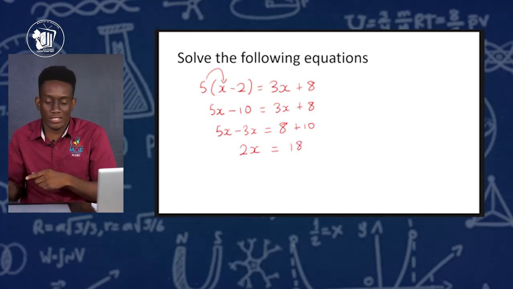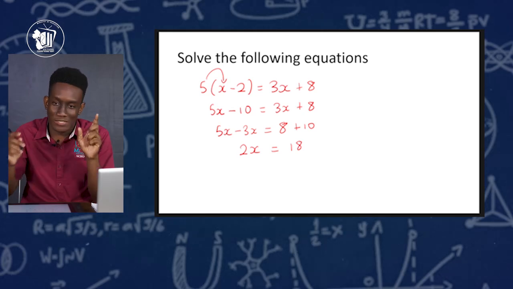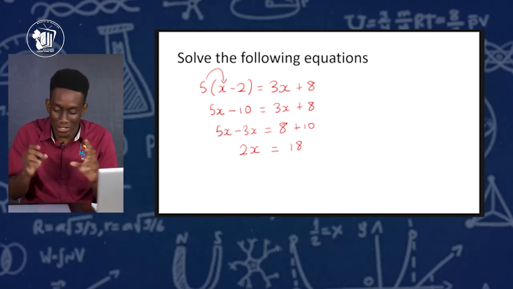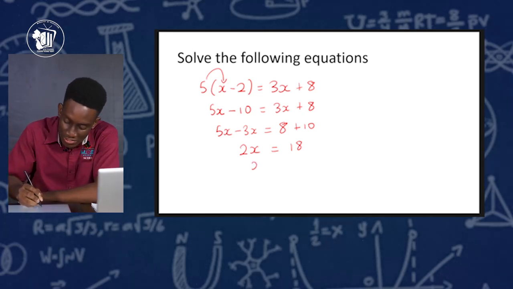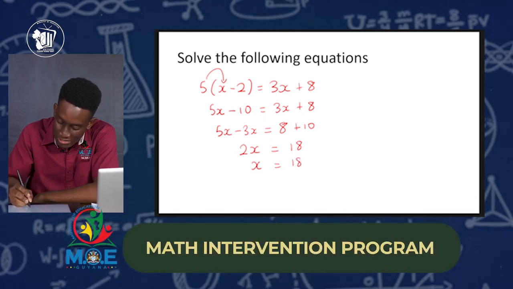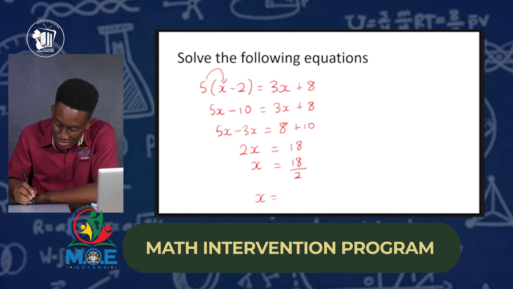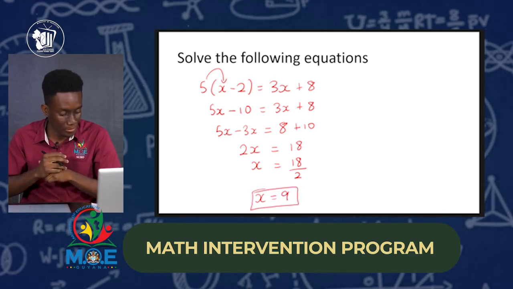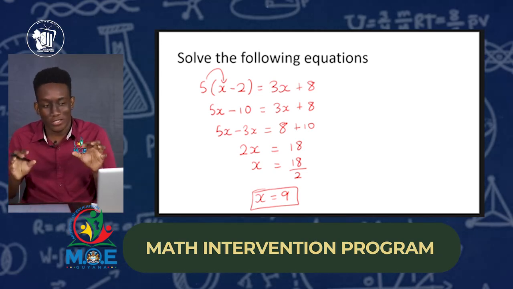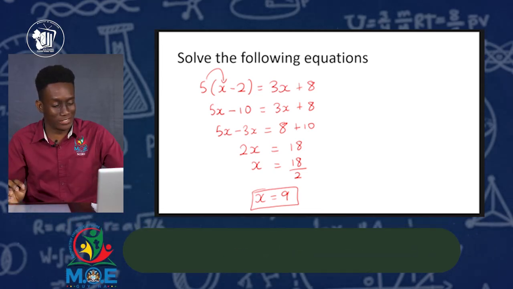So 2x is equal to 18. And to solve for x, we simply take over the 2. The 2 is multiplying. When we take it over, it will divide. So we'll have x is equal to 18 divided by 2. So the value of x is 9. So x is equal to 9. Of course, you can check in your own time to see if that is correct.